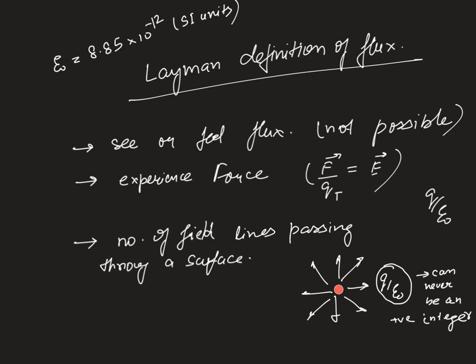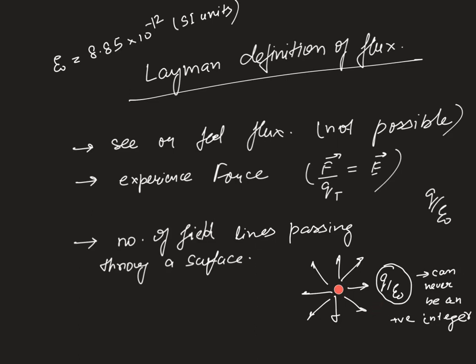You can see that 8.85 is not an integer. It is not even a rational number, because 8.85 is just the first 3 digits of this constant epsilon naught. All universal constants as we know them are irrational numbers. They are all non-terminating, non-repeating decimals. They can never be put in a p by q form, and hence you can never have this physical quantity Q by epsilon naught as an integer.